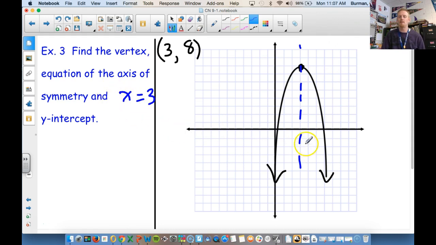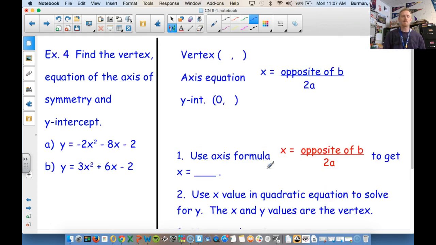That's our second step. And then our y-intercept, where does it cross the y? Well, it looks like it crosses the y perfectly right there, which is at negative 1, 2, 3, 4. So we have an ordered pair of 0, negative 4. All right, folks, let's try another example.